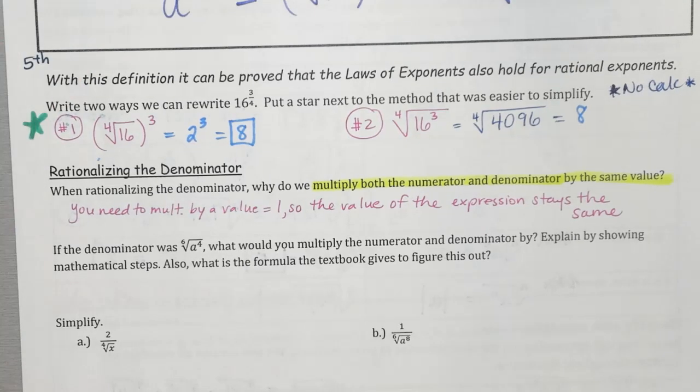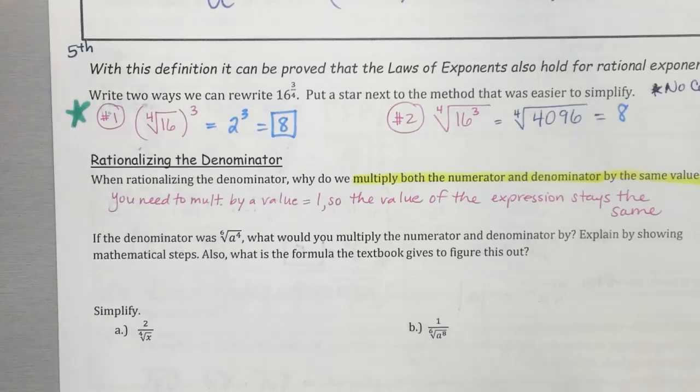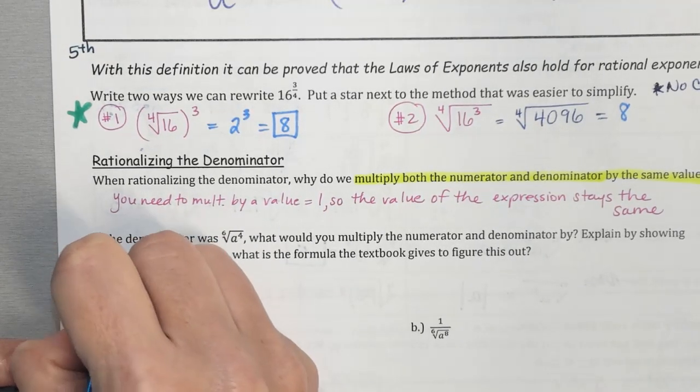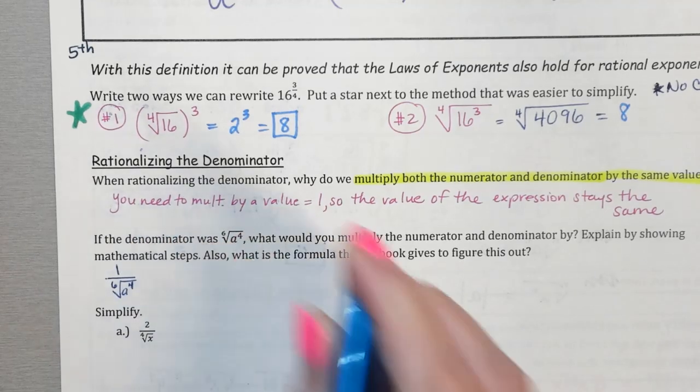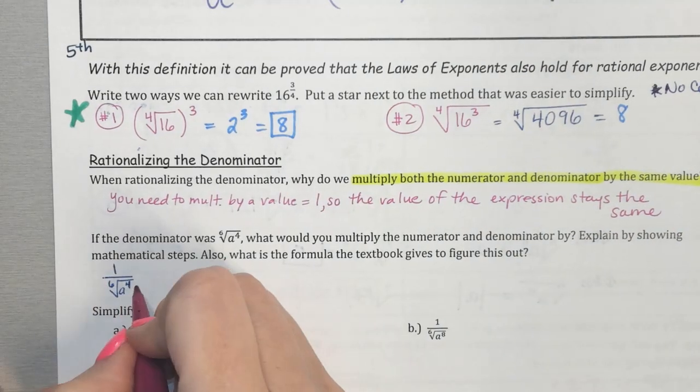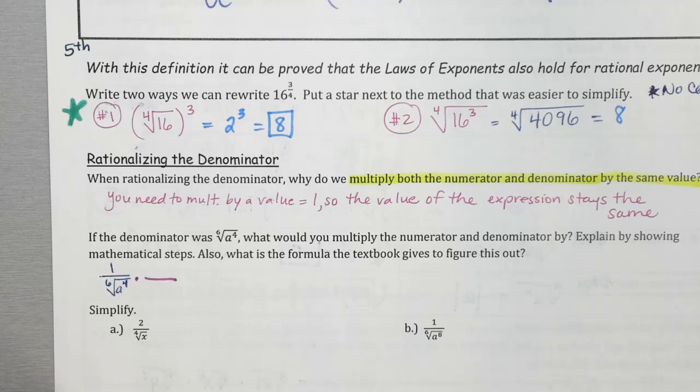So this says if the denominator was the 6th root of a to the 4, what would you multiply the numerator and denominator by? Explain by showing the mathematical steps. So let's write this as 1 over the 6th root of a to the 4th. Okay, and then can you guys write down what you would want to multiply by to rationalize that? And if you aren't sure, you can just think about it. Think about what rationalizing the denominator means.